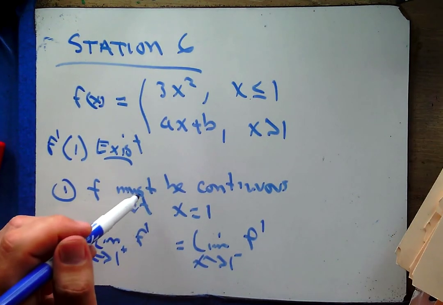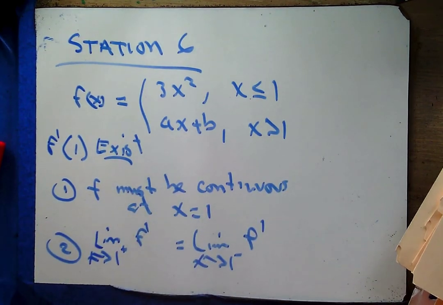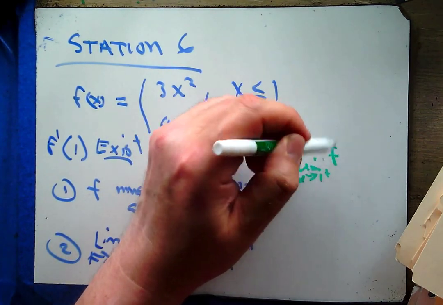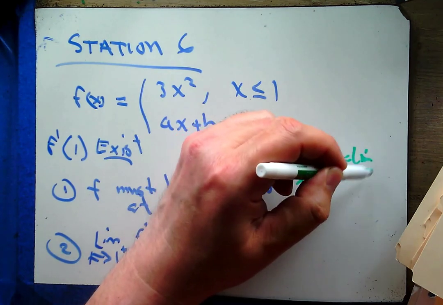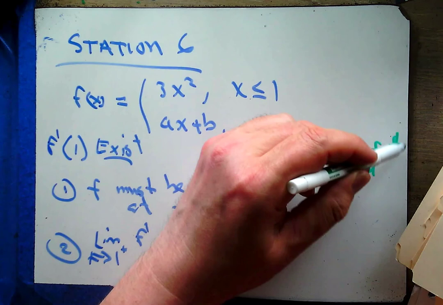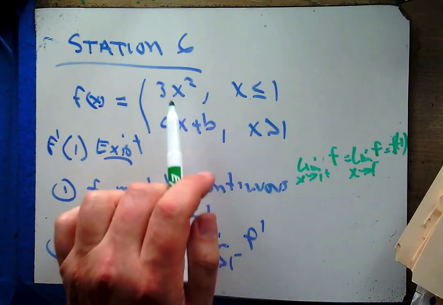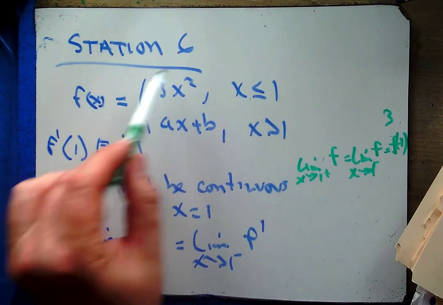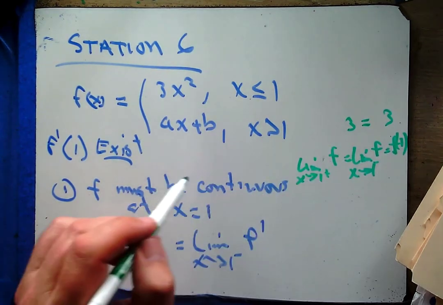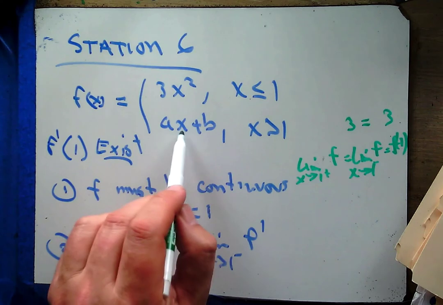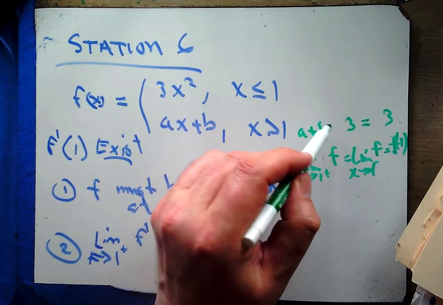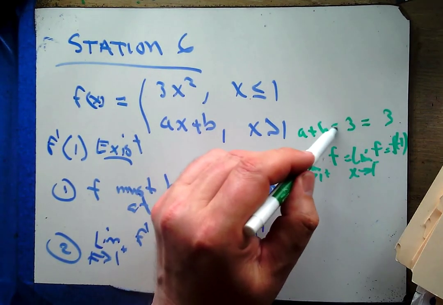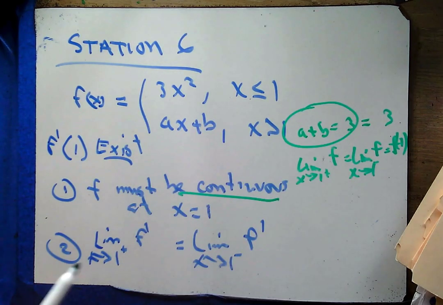What about continuity? Well, remember, with continuity, we needed to show that the limit as x approaches 1 from the positive side of f equals the limit as x approaches 1 from the negative side of f equals f of 1. So f of 1, I plug a 1 in there, and I get 2. The limit as x approaches 1 from the negative side, I plug a 1 in there, and I get 2. And here, I plug a 1 into this function, and I get a plus b. Well, I know that this limit must equal this limit must equal this value if the function is continuous. And so I have this equation, a plus b equals 3.